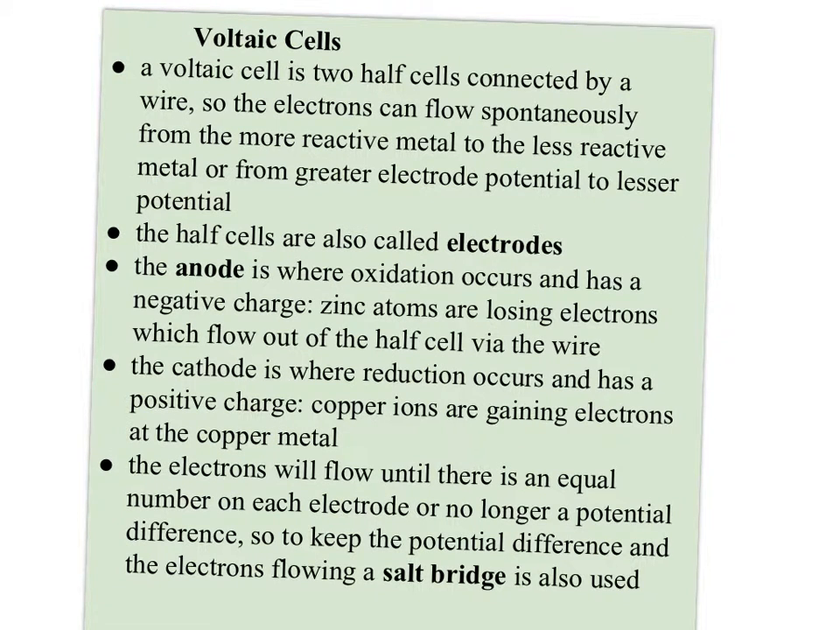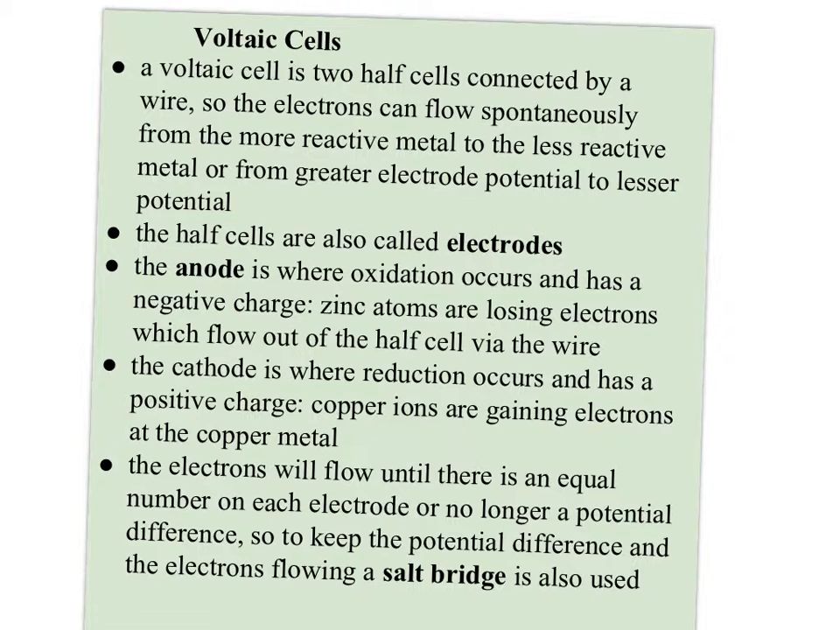So voltaic cells, here just a little review. It's two half cells connected by a wire so the electrons can flow spontaneously from the more reactive metal to the less reactive metal. So knowing that zinc's more reactive and copper's less reactive, we'd expect the electrons to flow from zinc to copper, just like they did if we put zinc in the copper sulfate. The half cells can also be called electrodes, or more specifically the anode and the cathode.